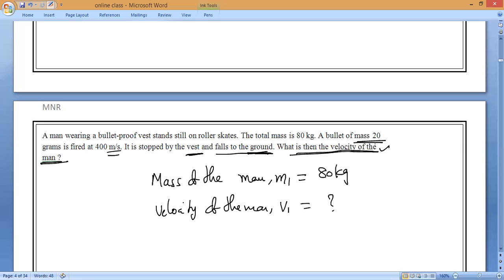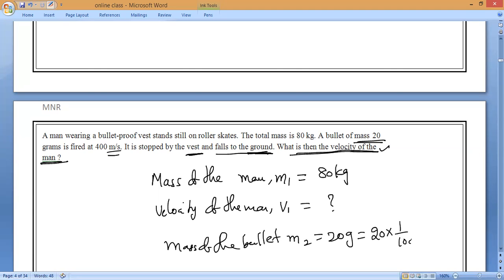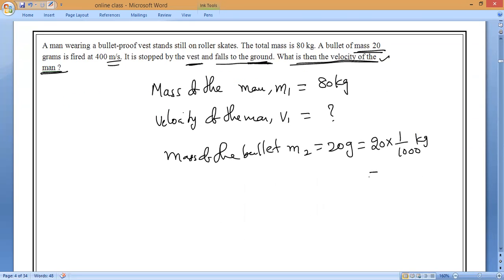Next, mass of the bullet. Anybody tell me what is the mass of the bullet? 0.02. Mass of the bullet, M2, is equal to 20 grams, which is equal to 20 into 1 by 1000. We have to convert it to kilograms, which is equal to 0.02 kilogram.